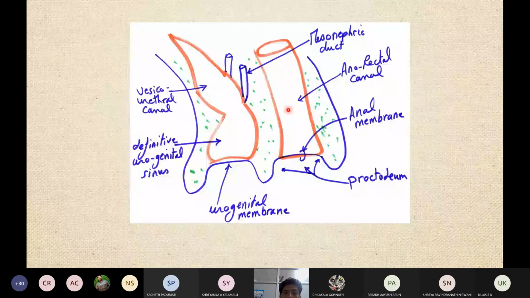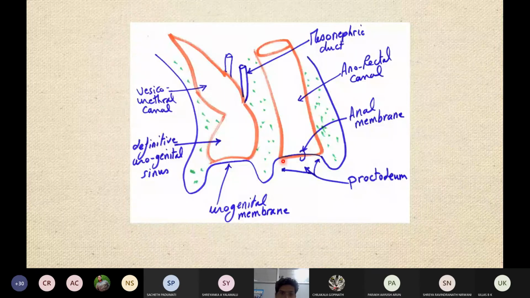And the same membrane which we saw covering here, the cloacal membrane which was there, now the part which covers the urogenital sinus will be called the urogenital membrane, and the part of the cloacal membrane which covers the anorectal area is called the proctodeum, or the anal membrane. Anal membrane.